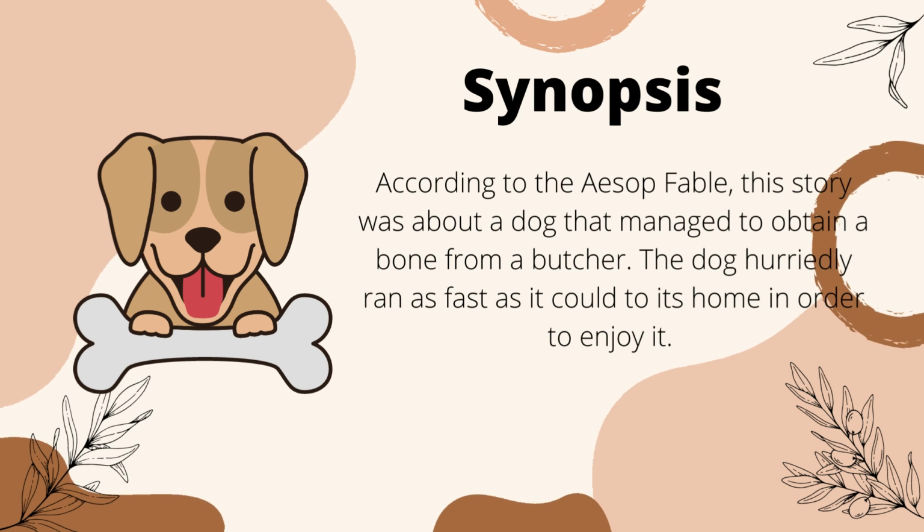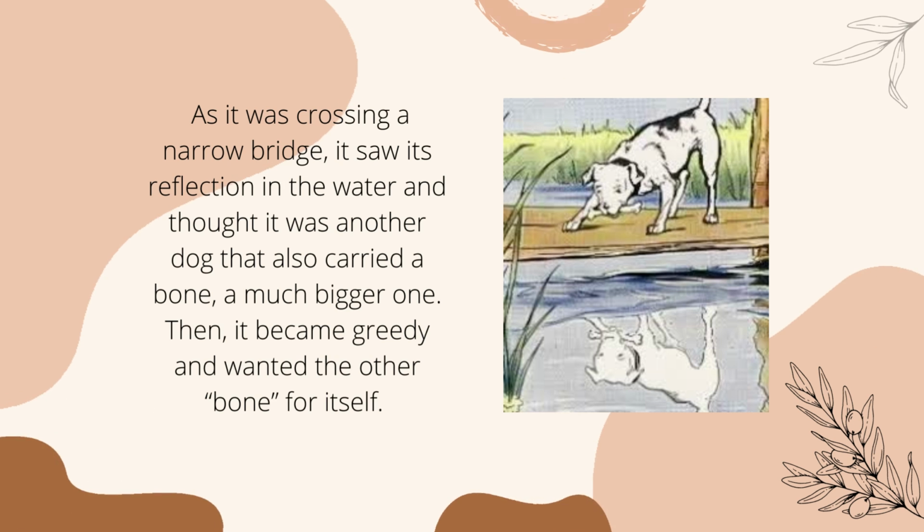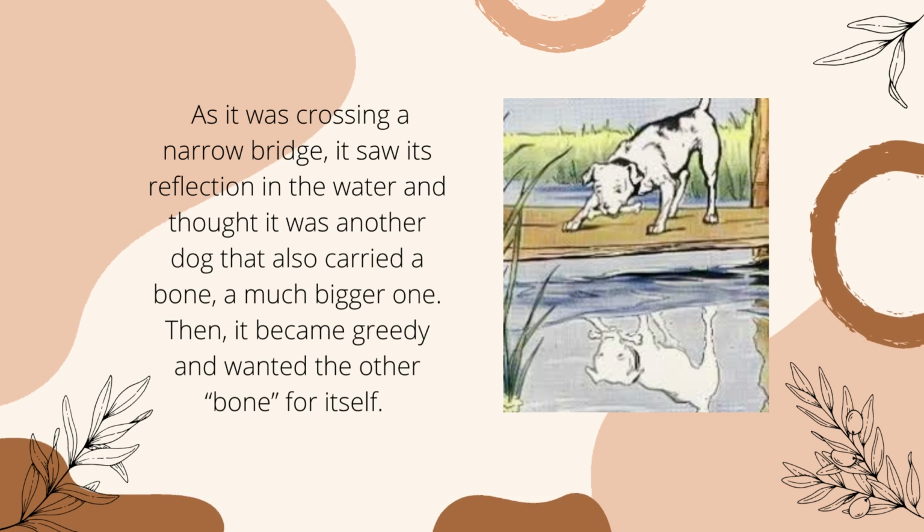For the synopsis of The Dog and Its Reflection, according to the original version of the story, which is Aesop's Fables, the story was about a dog that managed to obtain a bone from a butcher. The dog then hurriedly ran as fast as it could to its home in order to savor it. As it was crossing a narrow bridge, it saw its reflection in the water and thought it was another dog that also carried a bone, a much bigger one.